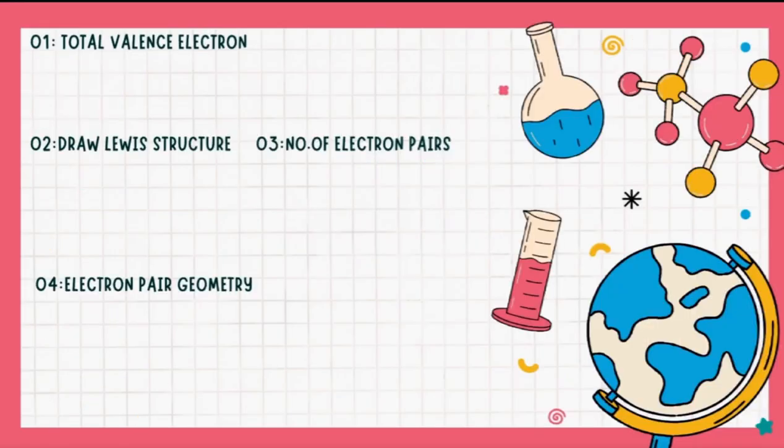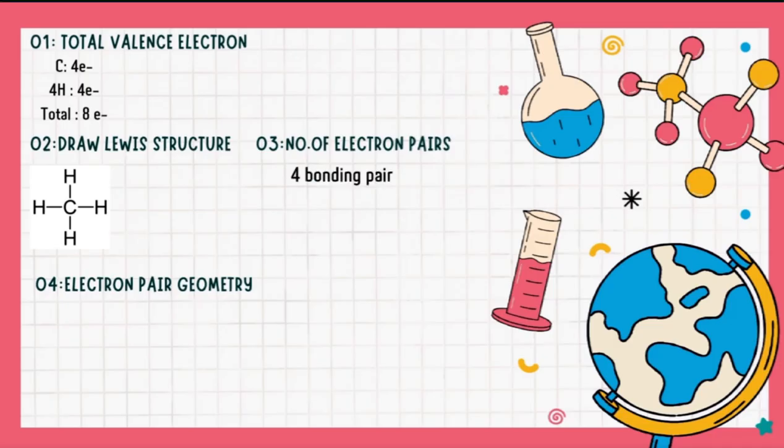So first, we have to calculate the total valence electrons. Carbon atom has 4 valence electrons, while each hydrogen atom has 1 valence electron, so the total is 8 valence electrons. Next, we have to draw the Lewis structure and then find out the number of electron pairs. So we have 4 bonding pairs. Using VSEPR theory, we can find out the electron pair geometry, which is tetrahedral.